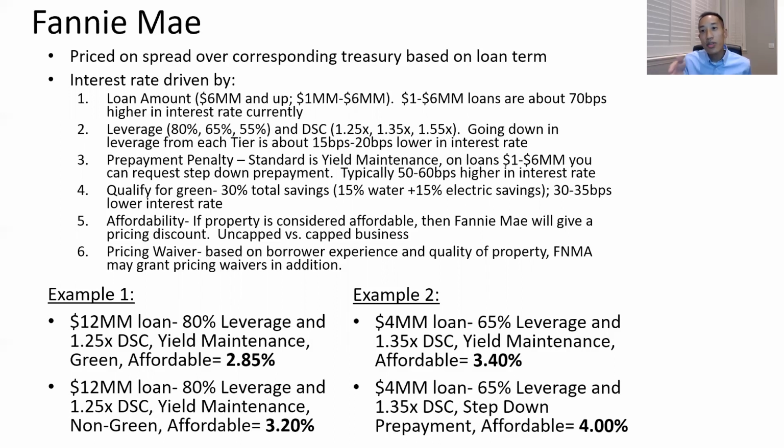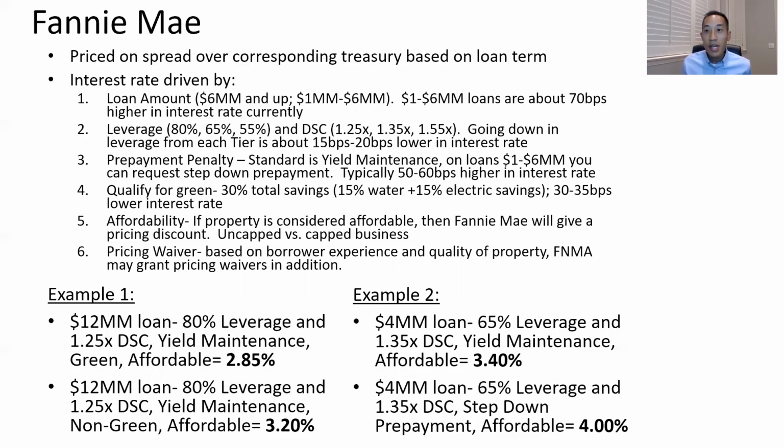And so each time you go down in leverage, so you go from 80% to 65%, you get about 15 basis points off your interest rate. And then when you go from 65% down to 55%, you get another 15 basis points off your interest rate. So we start with the loan amount, then you go into leverage, and then you talk about prepayment penalty.